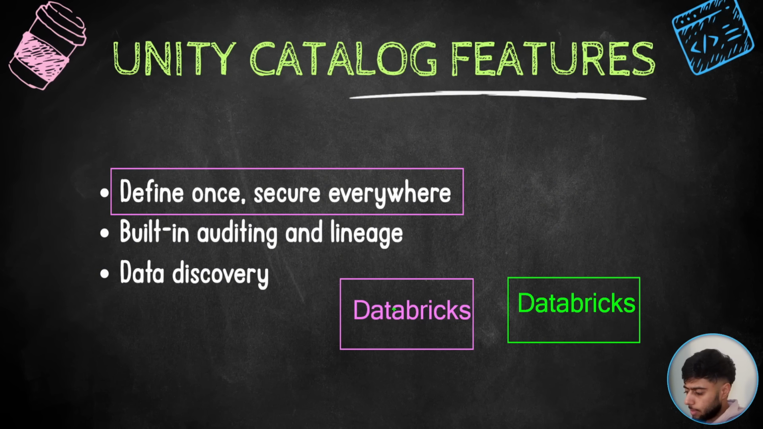And this Databricks workspace actually created one catalog. Now you want to use this catalog in this particular Databricks workspace. You can do that with the help of Unity Catalog. Make sense?